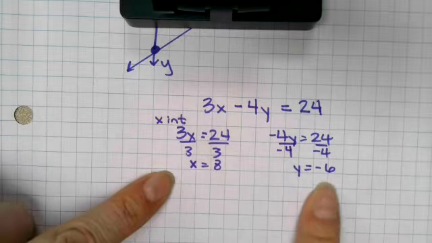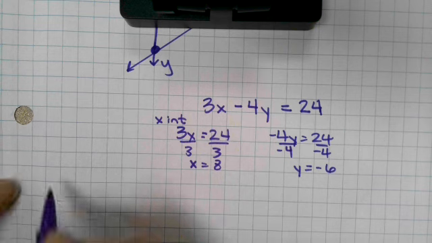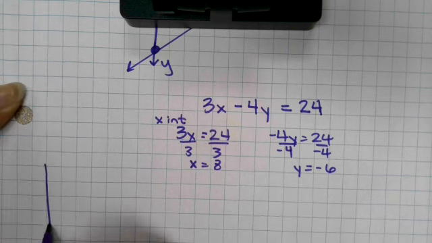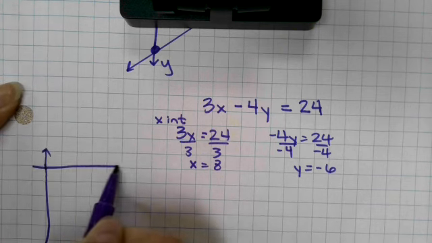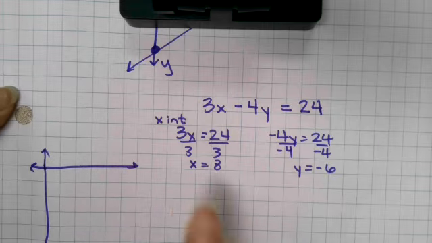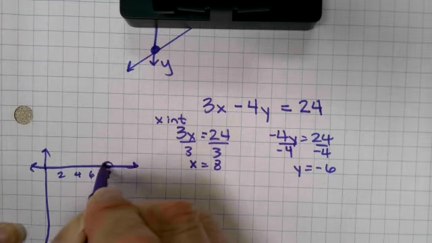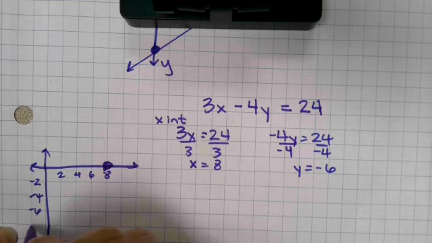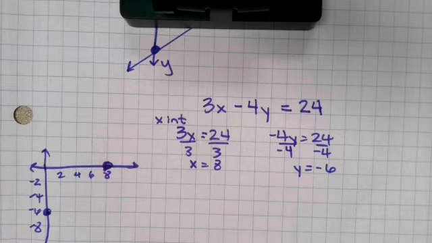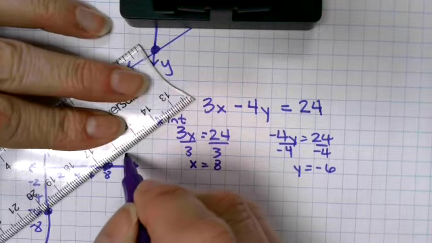So when I go to make my graph, it's going to cross the x-axis at 8 and the y-axis at -6. So I need the space for the negatives. Let's see, 2, 4, 6, and 8. 2, 4, and 6. And then throw in your line.